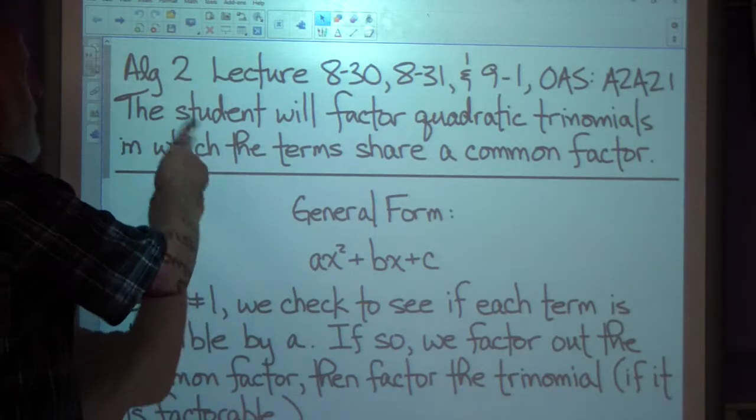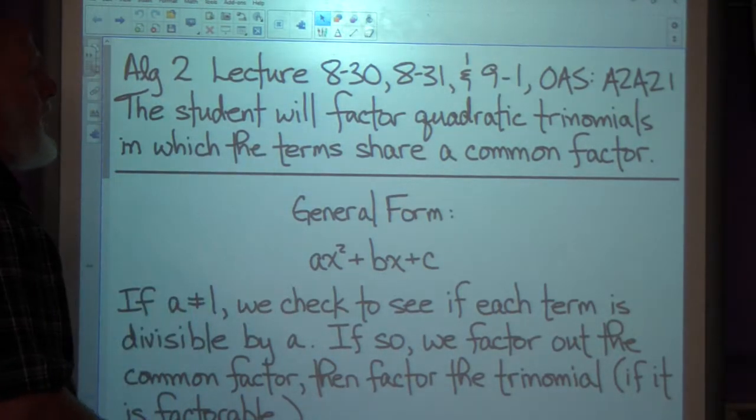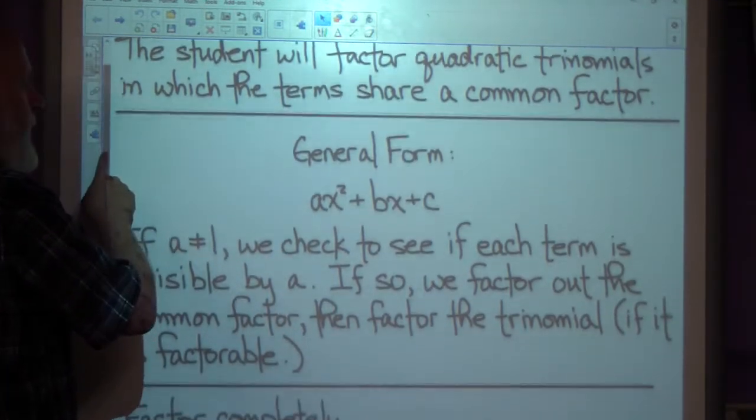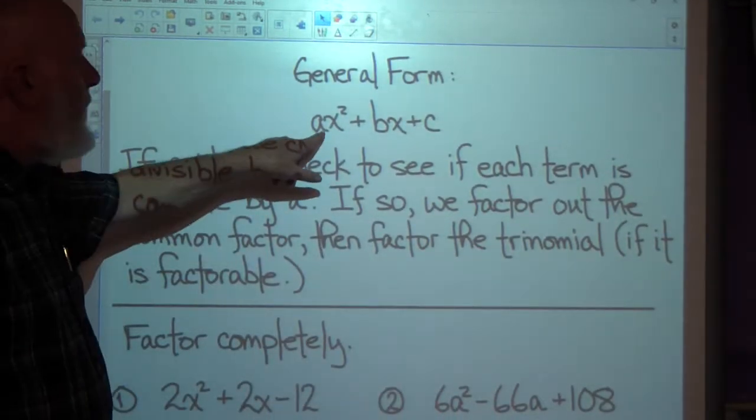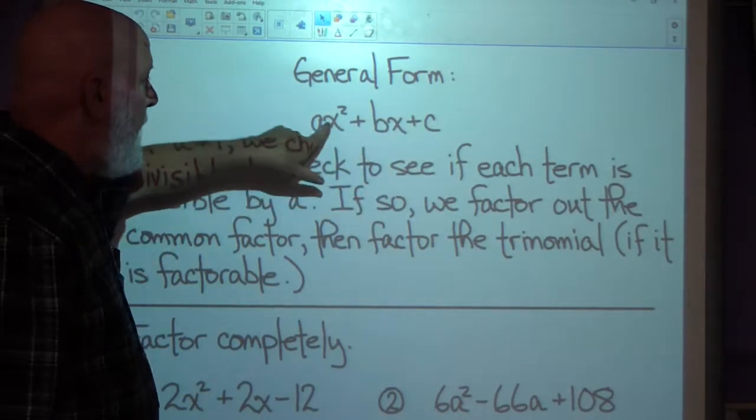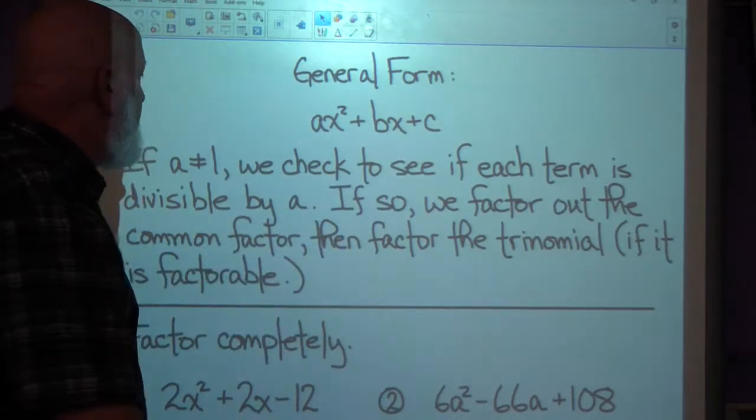So here we go. Today we're going to learn how to factor quadratic trinomials in which the terms share a common factor. The general form of a quadratic trinomial is ax squared plus bx plus c. It can be written that way, where a, b, and c are some real numbers.